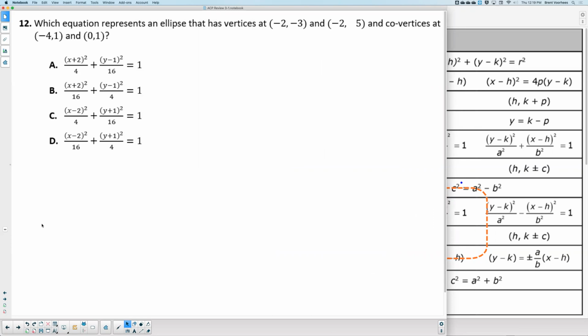The first one says, which equation will represent an ellipse? That would tell you where on the formula chart to look. That has vertices. Okay, here's one of those memory words. So when I say 3, 2, 1, you're telling me 2A, 2B, or 2C. 3, 2, 1. 2A. 2A.